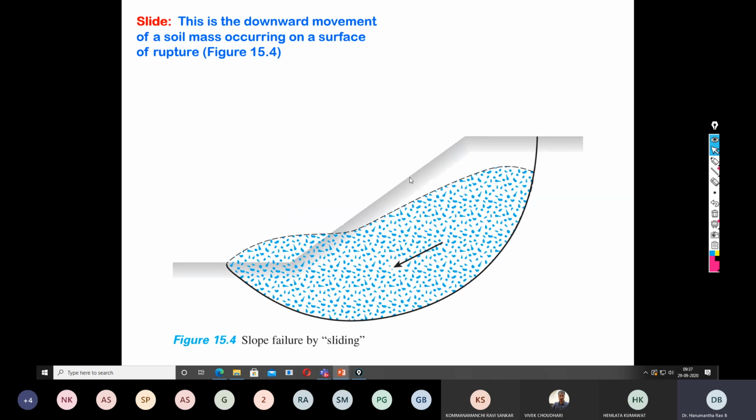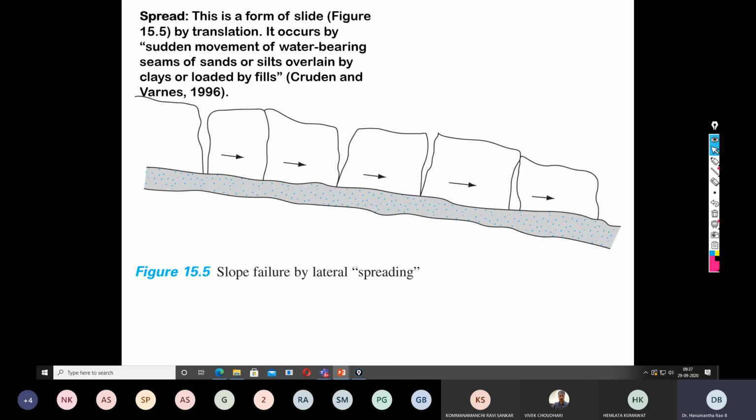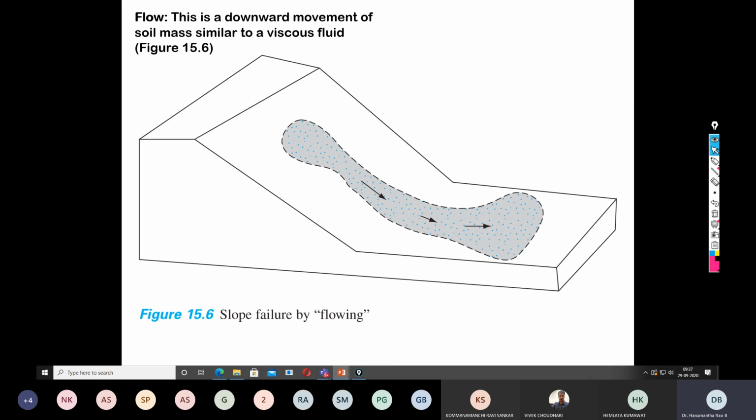So this is a slide, where the shear stress is greater than the shear strength. This is a flow. Flow normally occurs when the water content or moisture content of the soil is significantly higher. We can say the water content is higher than the liquid limit. This is a downward movement of soil mass similar to a viscous fluid. But when soil has to be turned into a viscous mass, its moisture content should be very high.